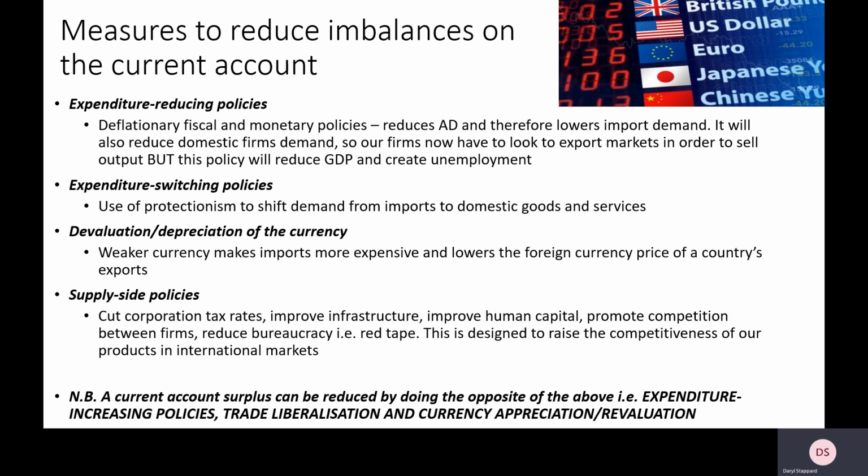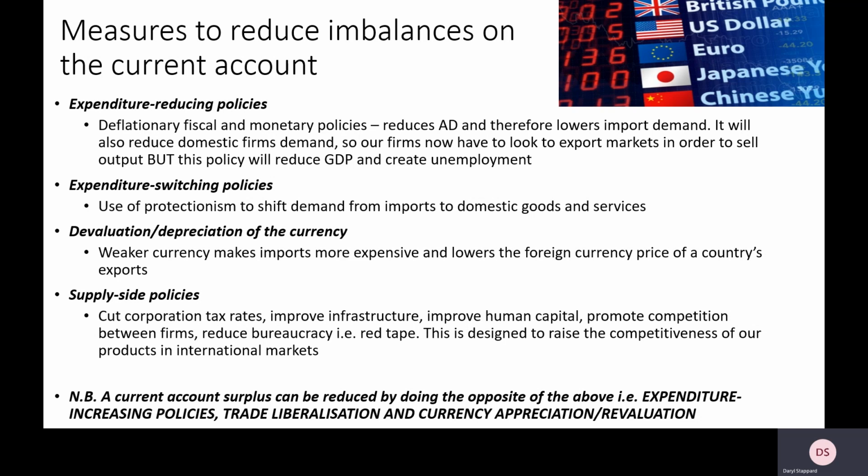So what we could be looking at doing then, if we think that we've got a high marginal propensity to import, we could be looking to policies that will make people poorer, what we call expenditure reducing policies. Now, what we're going to do here is to try to reduce the demand for foreign goods and services by deflating the economy through the use of fiscal and monetary policies. So what we're trying to do is to reduce aggregate demand.